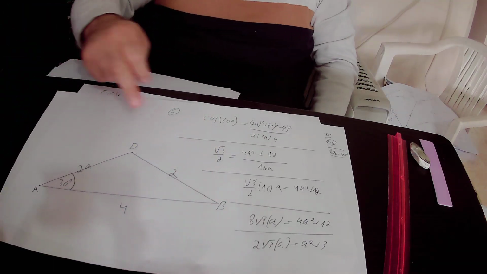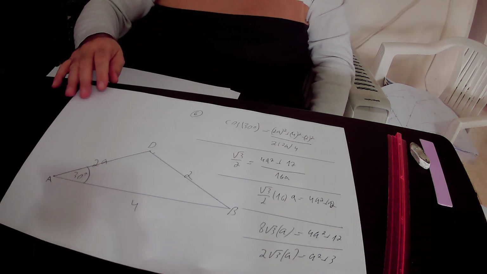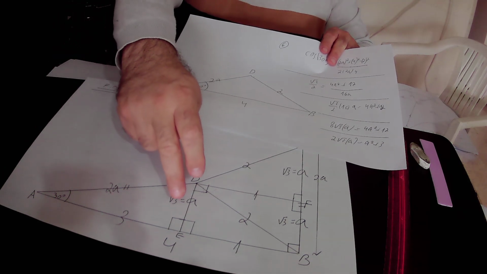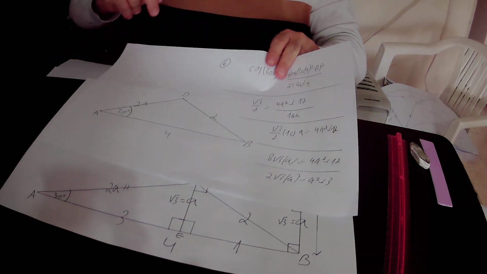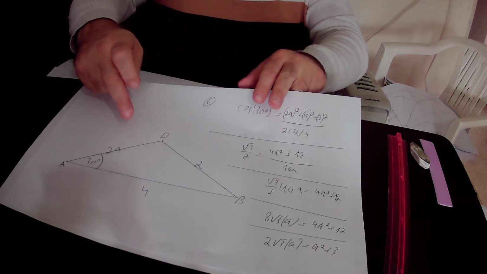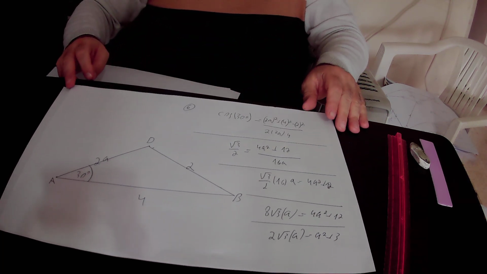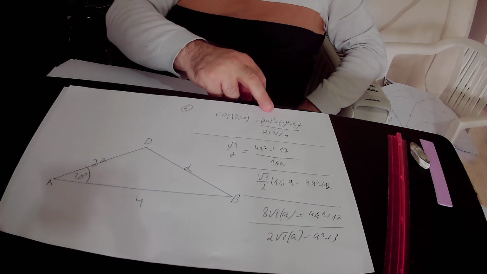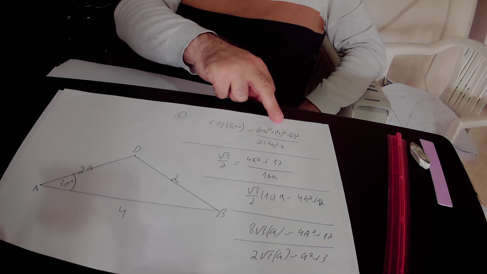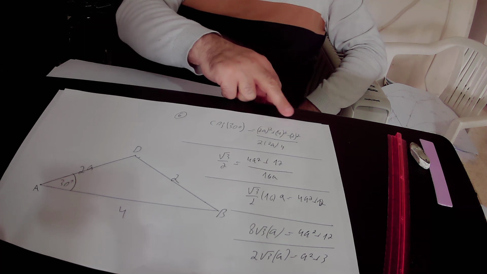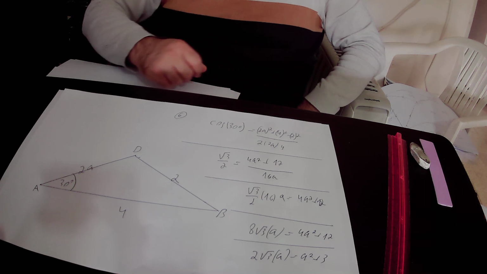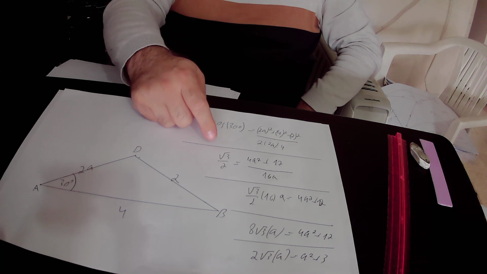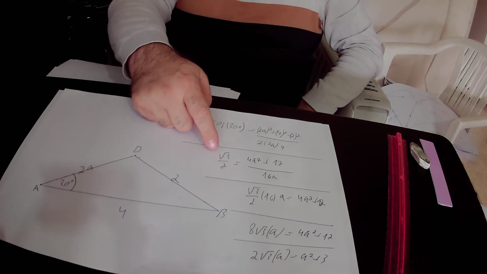Triangle ADB. I drew triangle ADB on this page. I copied it from the original page, and this is exactly the same triangle. According to the law of cosines, cosine 30 degrees will be equal to (2a) squared plus 4 squared minus 2 squared over 2 times 2a times 4. We know that cosine 30 degrees equals square root of 3 over 2.